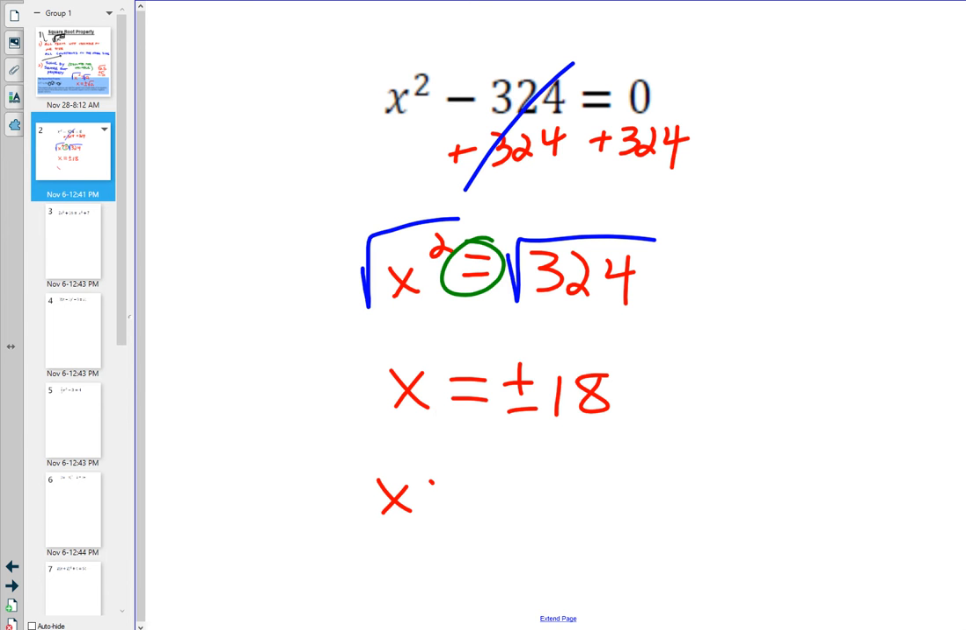You should be writing a solution set. I didn't take away credit from anybody on the test for not writing a solution set, but that's what it should be. How many solutions does this equation have? How many numbers make this equation true at the beginning? 2. Both positive 18 and negative 18.